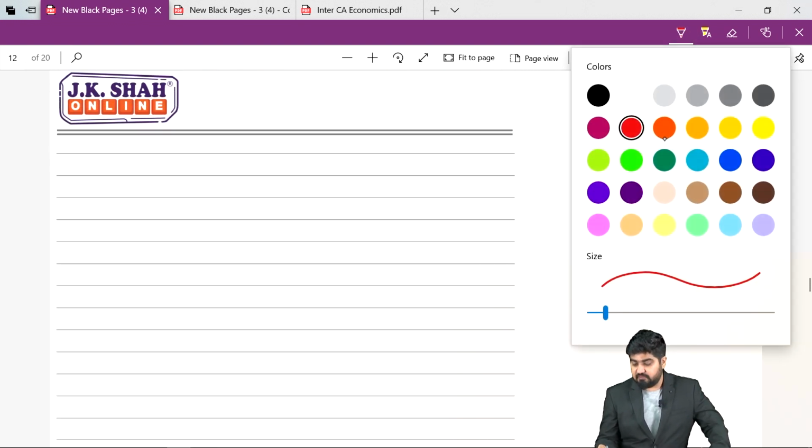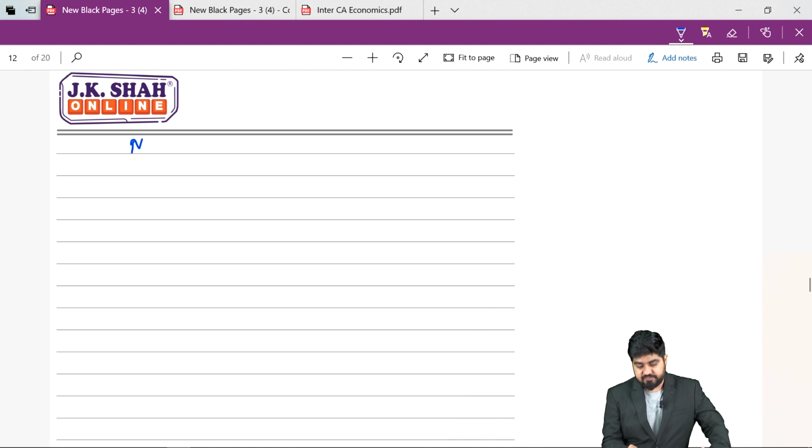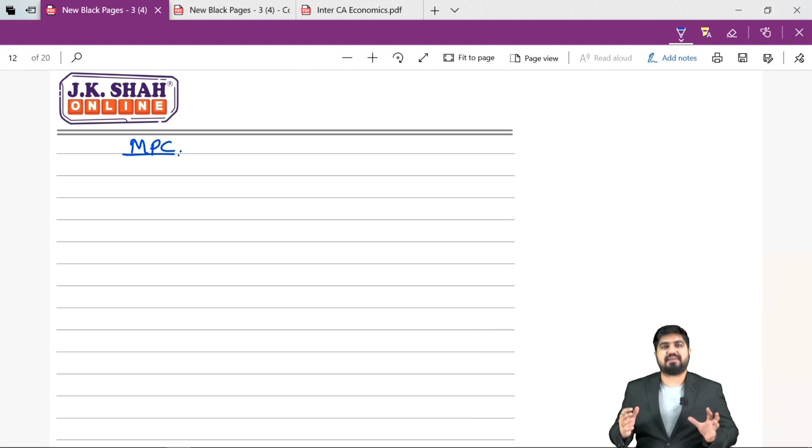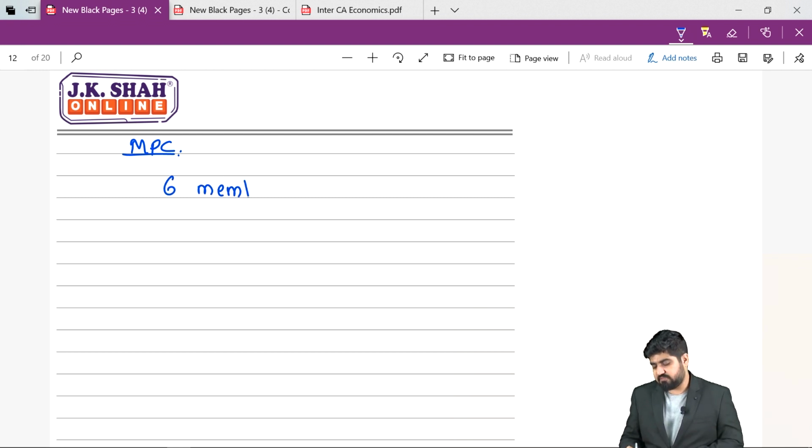Similarly, we have the monetary policy committee. What is the monetary policy committee? This is a committee, that is, a group of members coming together. How many? 6 members. Now when I say 6 members, 3 members are from RBI. The remaining 3 are from the central government.